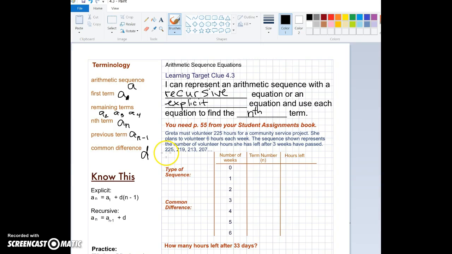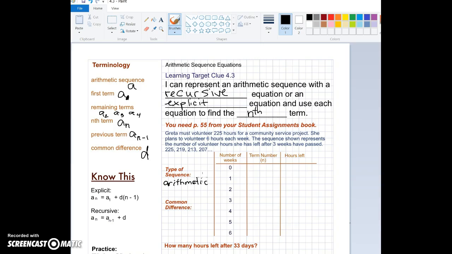So she started with 225, so that's our first term. And then after her first week, she had only 219 hours to work, because it looks like she subtracted 6 hours from the 225. And then the next week, 213 hours, and the next week, 207 hours. What kind of sequence is this? Well, I think we can all see that it's an arithmetic sequence, so go ahead and write that down.